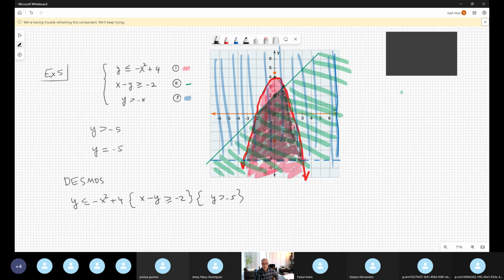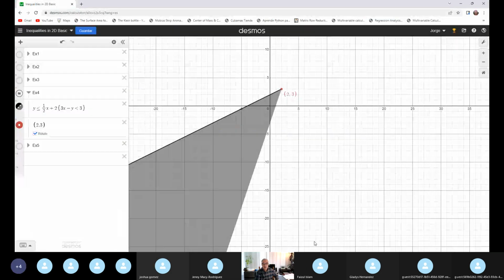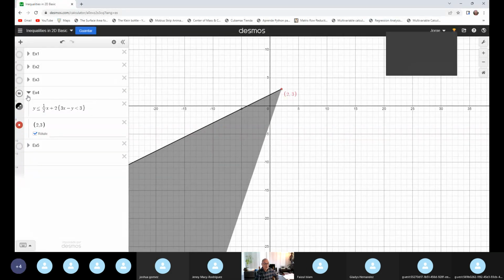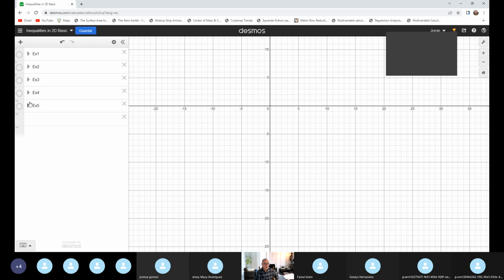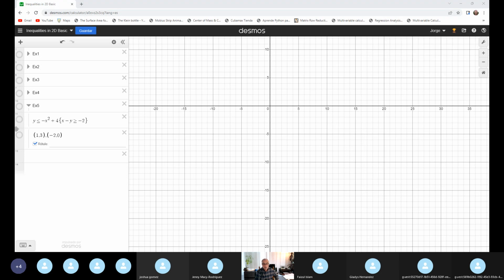Desmos. Share. Desmos. Boom. Do you see Desmos? Yes or no? Okay. I don't know why I copied two inequalities, but it's okay. Let me try to fix it. Any problem? I did something, no?